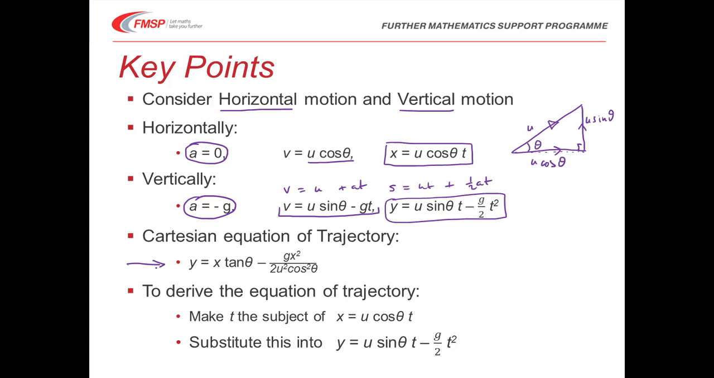So here's the equation of the trajectory, and how would you derive it from scratch? Well, you'd make t the subject of this expression which we've just seen above, so rearrange that to say t equals, and use it to replace t in the expression for the vertical displacement, and then you'll be left with an equation linking just y and x. And you'll see me do that in one of the questions.